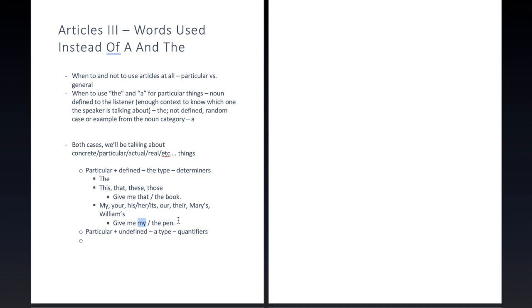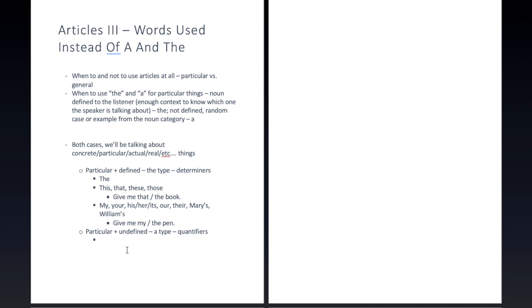All right. So those are the words. Those are the words that we can use instead of the. Those are the types of determiners, and these are the kinds of words we can use instead of the. Okay.